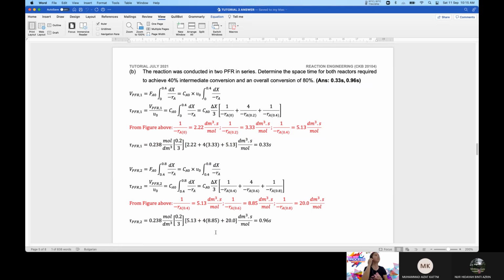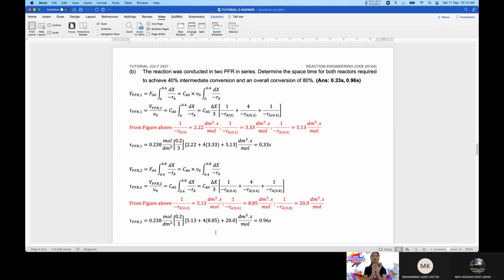So part B. Okay, part B, the reaction was conducted in 2 PFR in series. Determine the space-time for both reactor required to achieve 40% intermediate conversion, overall conversion 80%. Dalam soalan ni kamu mungkin dah familiar PFR dalam bersiri. Then dia beri kita conversion, kita tahu X1 0.4, X2 0.8. But in this question dia tak nak kita cari volume, dia nak kita cari space time.